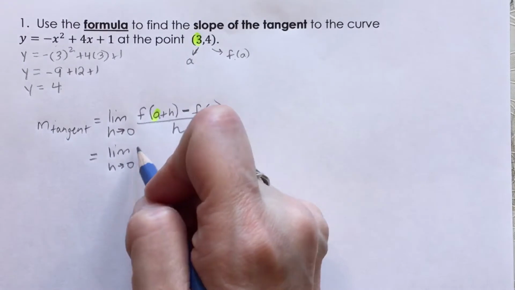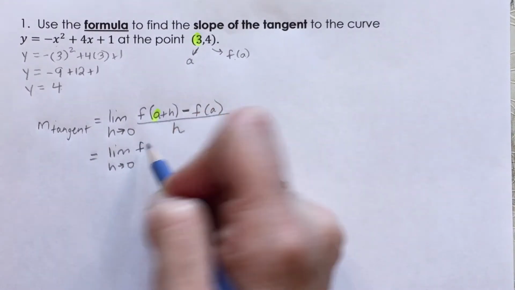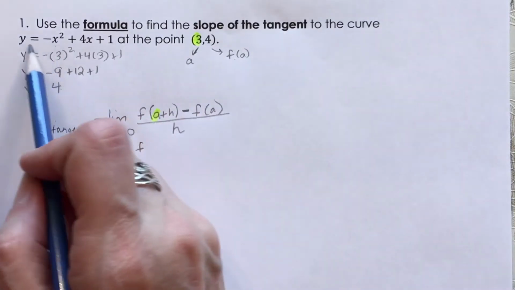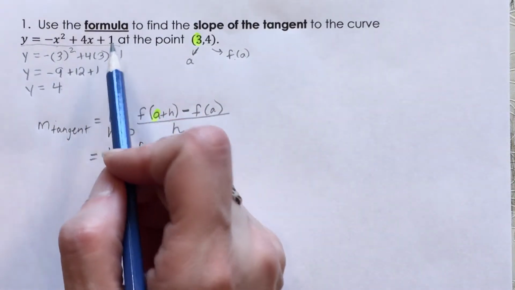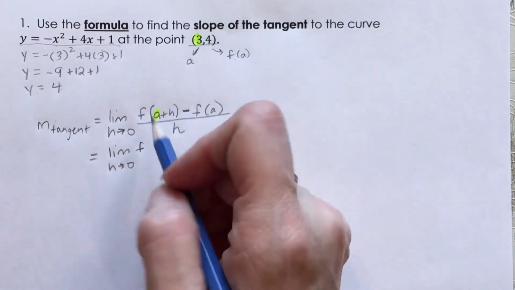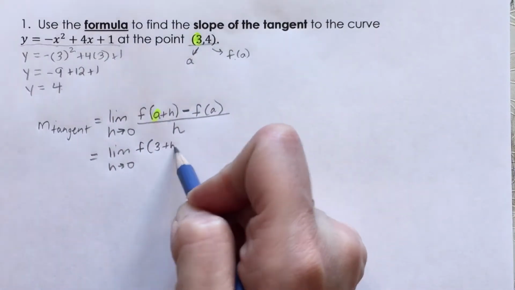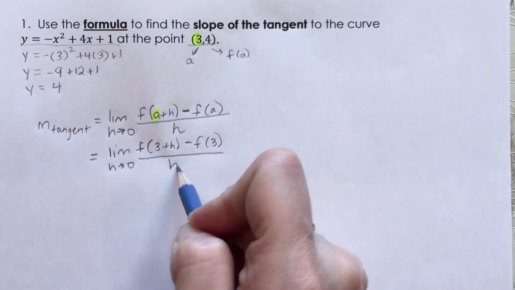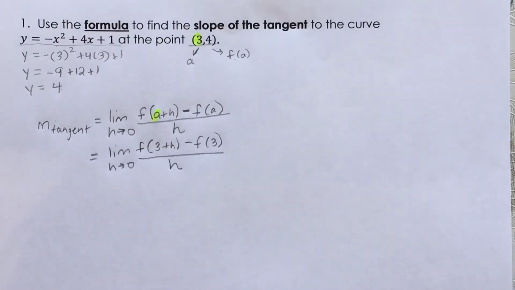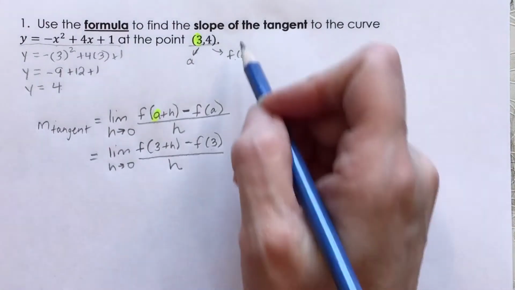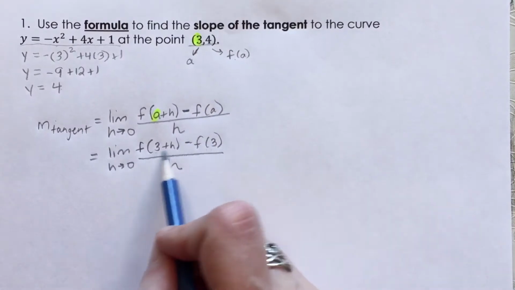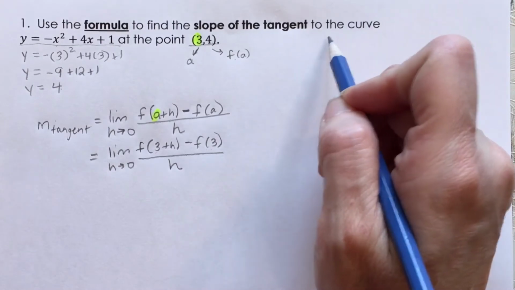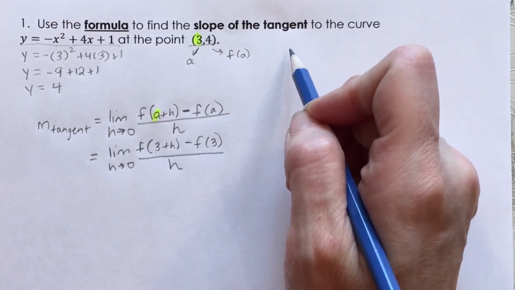So we could go straight to this step first if we wanted to. We could say the slope of the tangent to the curve y equals negative x squared plus 4x plus 1 at the point 3, 4 is going to be f at 3 plus h minus f at 3 over h, okay? I know f at 3 is 4, which is great, but I don't know what f at 3 plus h is. So at this time, we're going to do some work on the side to figure out what f at 3 plus h actually is.